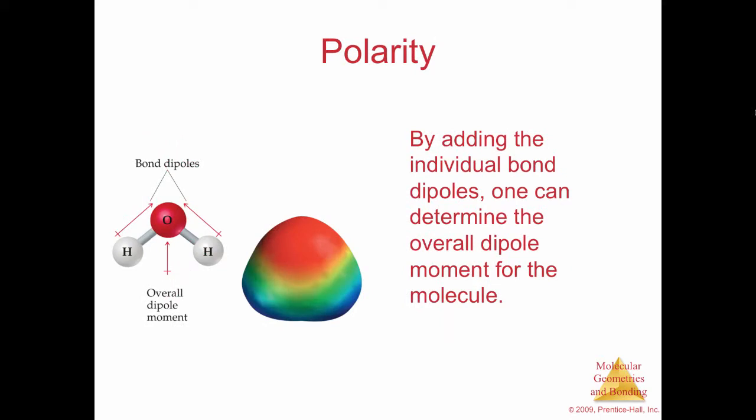By adding the individual bond dipoles, one can determine the overall dipole moment for the molecule. In the case of water, which is bent, we have two dipoles, indicating that oxygen is the more electronegative atom, and that the overall dipole moment, here shown as red, indicates that that's where the electron density is.